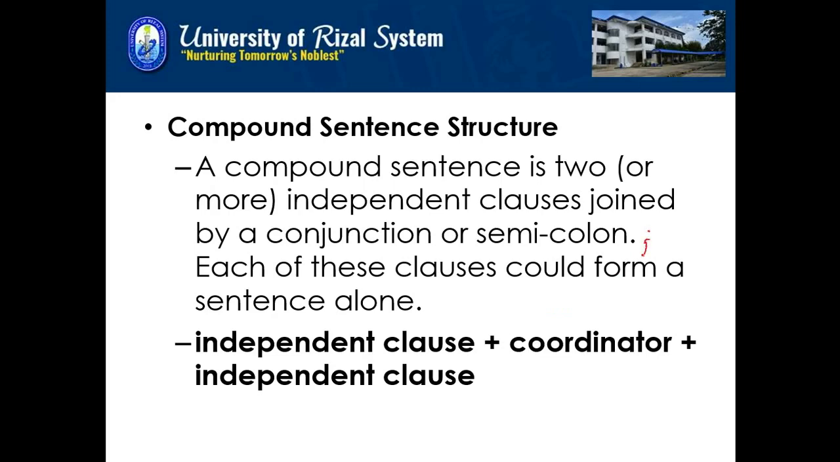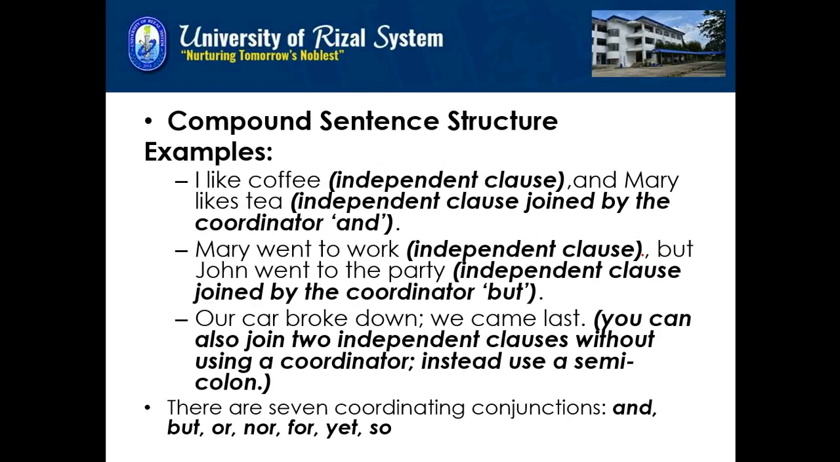Okay, toldok, kuwet, kumbaga sa Tagalog. Halimbawa, ito. I like coffee and Mary likes tea. So, looking at the structure, I, which is the subject, like coffee, which is the predicate. So, we already have one independent clause. Mary, which is the subject, likes tea, which is the predicate. Now, we have another independent clause. So, these two independent clauses are joined by the coordinator and. Okay, nakuha ba?